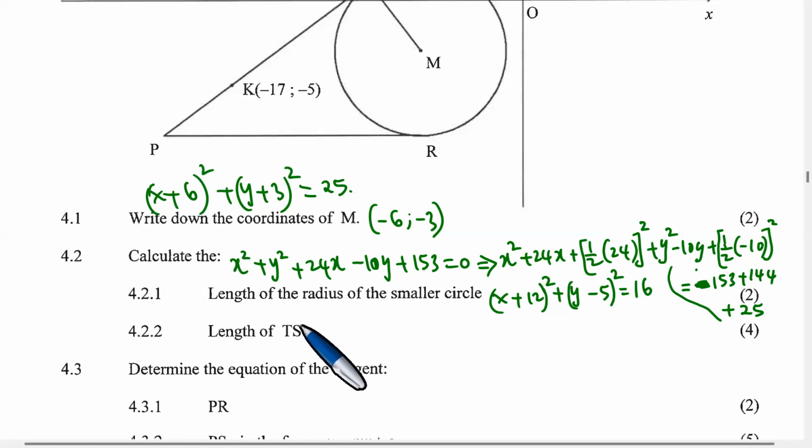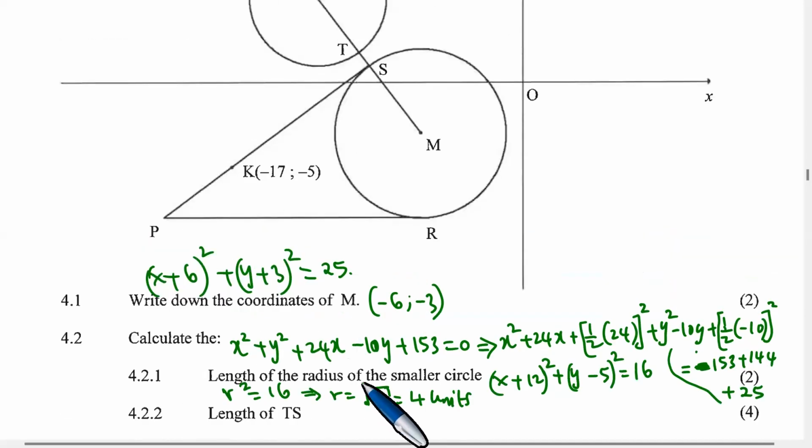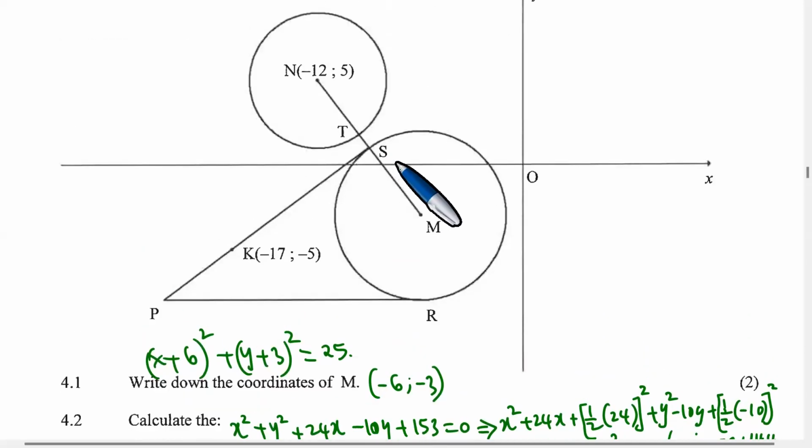What is the radius that is required? The length of the radius, therefore, is r squared equals 16. You take the square root, which means r is the square root of 16, and the square root of 16 is 4 units. So the radius of the smaller circle is 4 units. The length of TS is next.